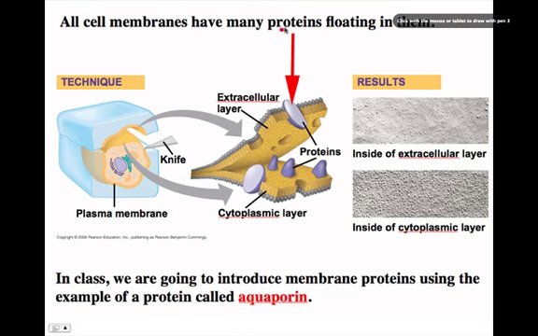So all cell membranes have lots of proteins. In addition to the phospholipids, there are lots of proteins floating in the membrane, and that's where they do their job.